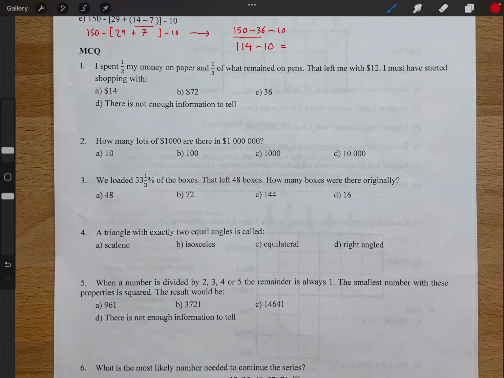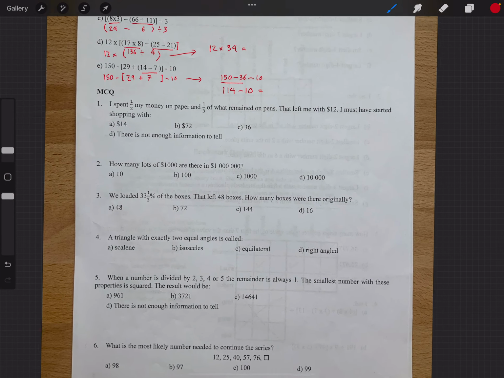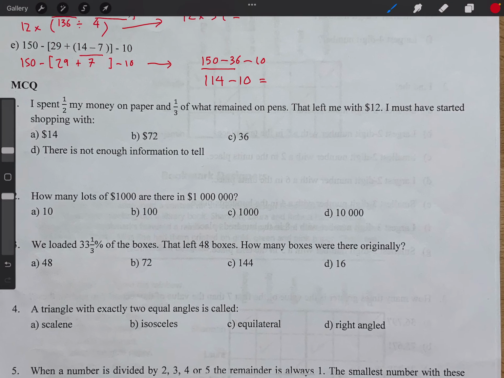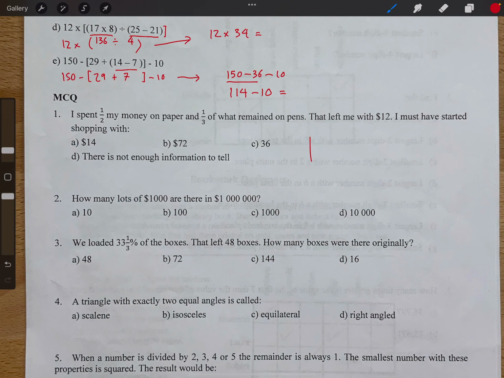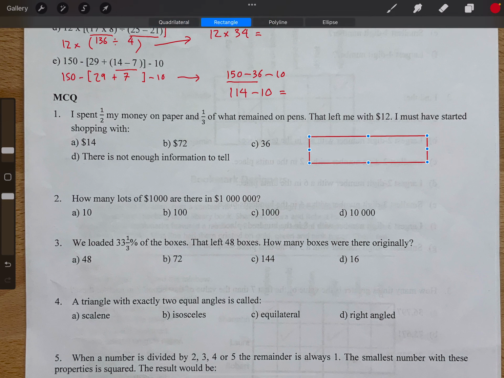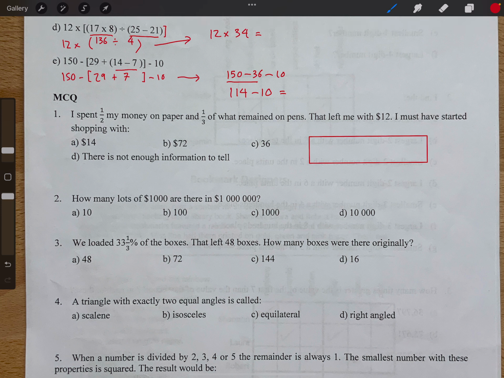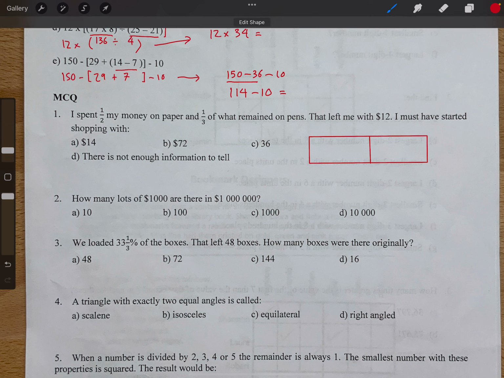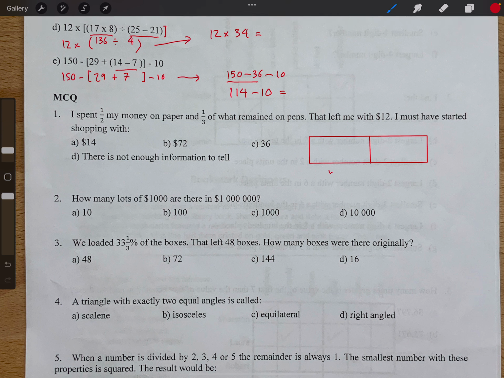All right. Let's see. Multiple choice questions. I spent half of my money on paper. So let's pretend we have this rectangle represented by our money. Okay. So I spent half of my money. This is a half here. Half of my money. Okay. And 1/3 of what remains. So this is already spent. Now this is what remains.